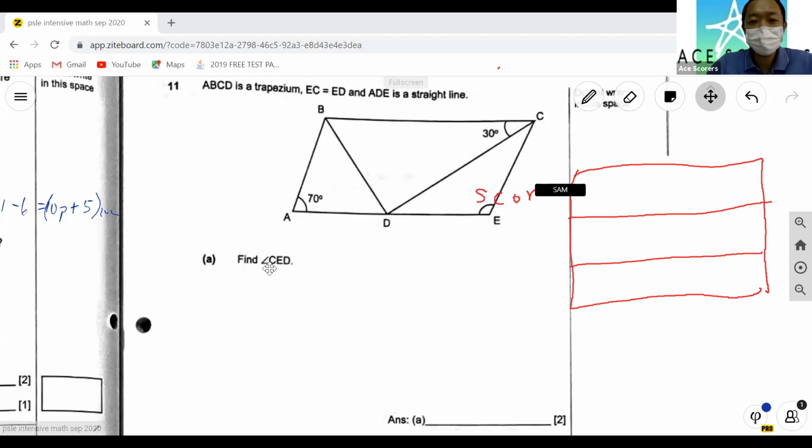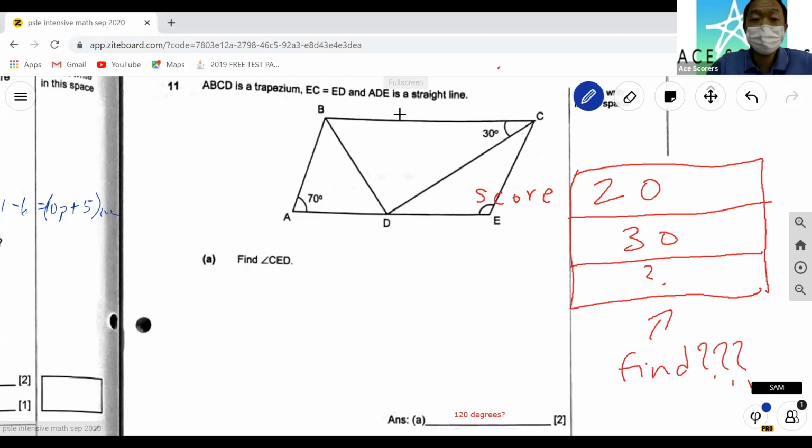Okay, find angle CED. What's angle CED? So CED is right here, right? So now this is a trapezium. That means, your fundamental again, yeah? Trapezium means these are parallel. This is parallel. This 120 degrees. Yeah, 120 is correct. Okay. 120. Oh, fundamental lah.